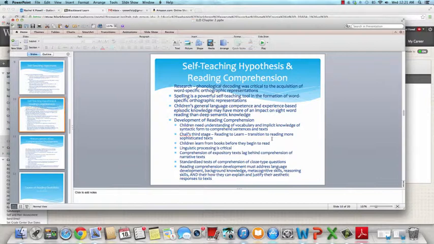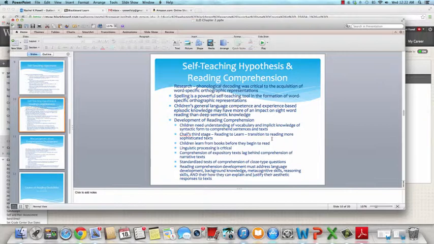So now, development of reading comprehension. We know that children need to understand vocabulary and implicit knowledge of syntactic form to comprehend sentences and text. And Halen, this goes back into your question that you asked earlier in the Hangout about that specific comprehension deficit versus the mixed reading and decoding.